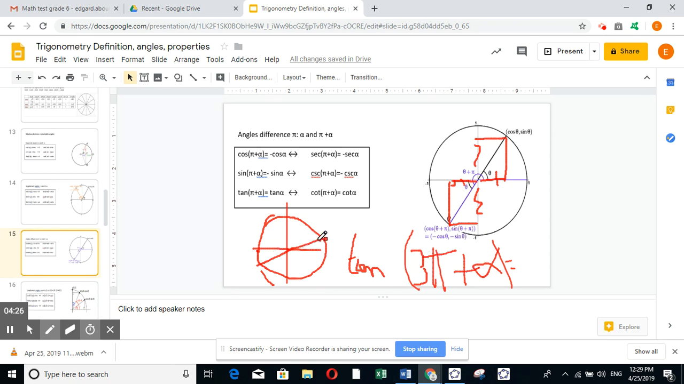Positive or negative? Here, tangent was positive in the first quadrant. In this quadrant, tangent is what? Because sine is negative, cosine is negative, it will be minus over minus. So here a plus. So tangent alpha.